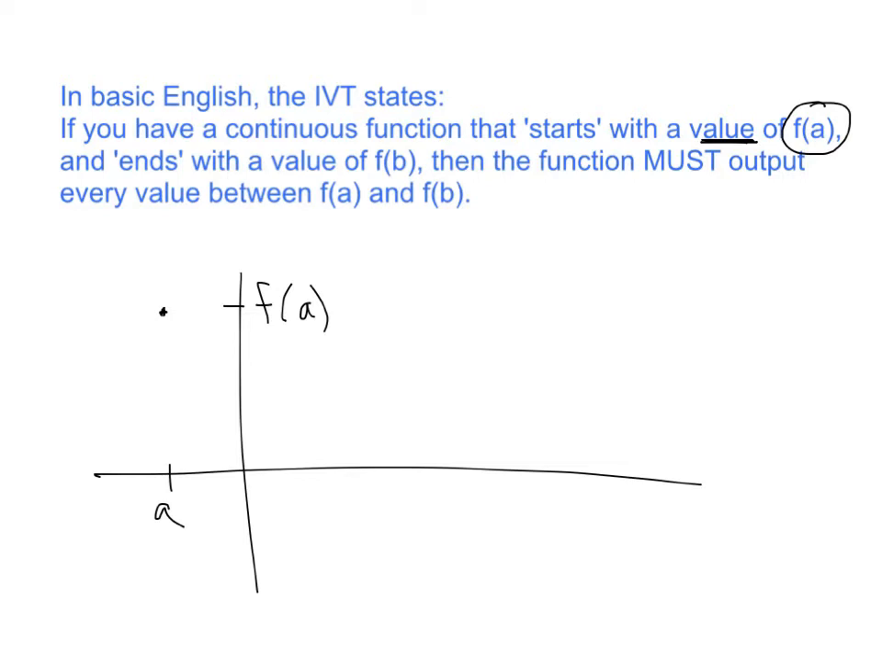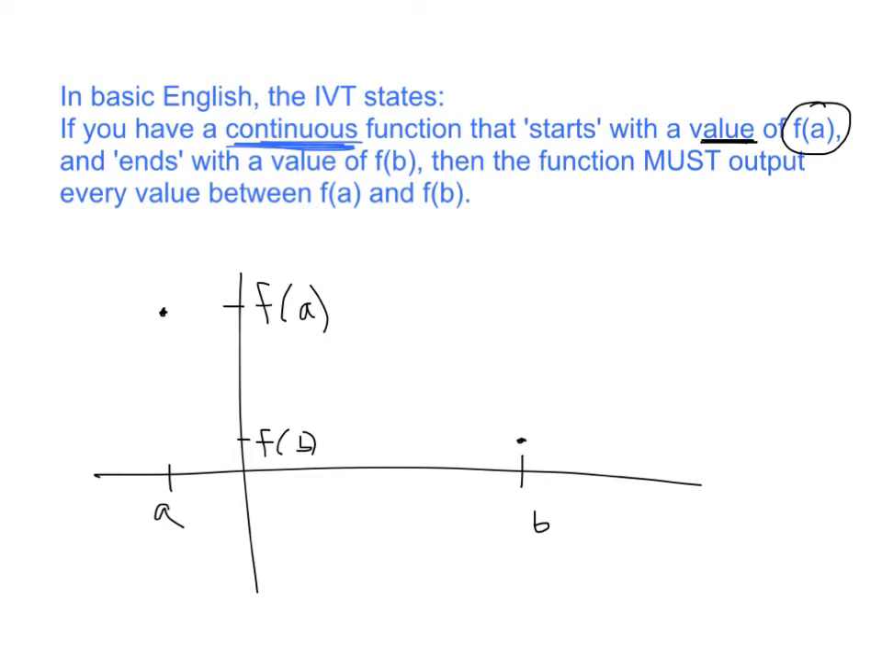And then if your function ends at f of b, so let's say over here, this value here, f of b, right? So all I know is that the function started here and ended here. If it's continuous, what does it mean if the function is continuous? It means it has no holes or jumps or asymptotes. What the intermediate value theorem says in English is that the function has to output every single value between f of a and f of b. There can be no missing values, right?